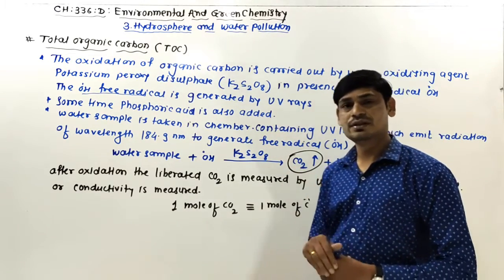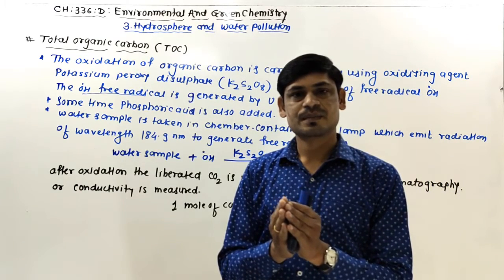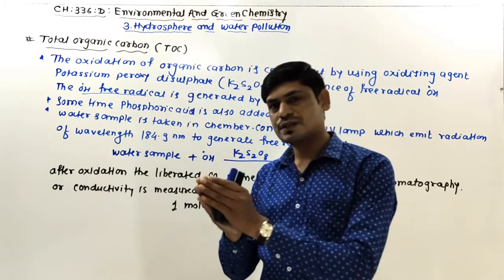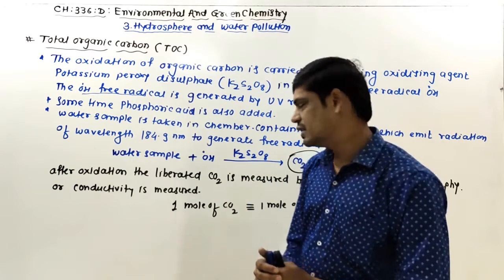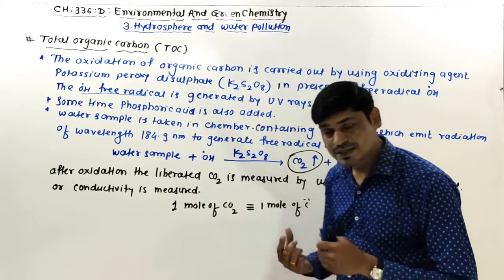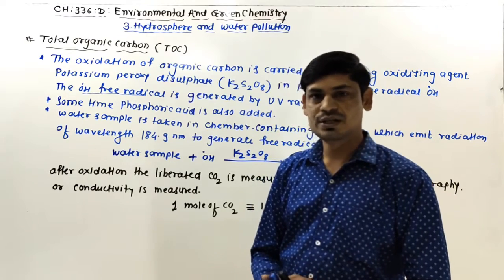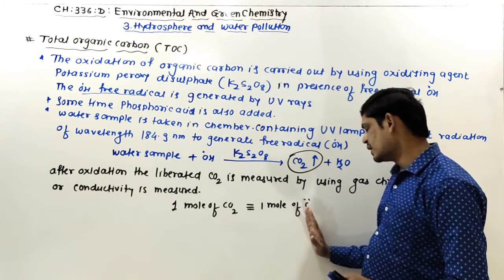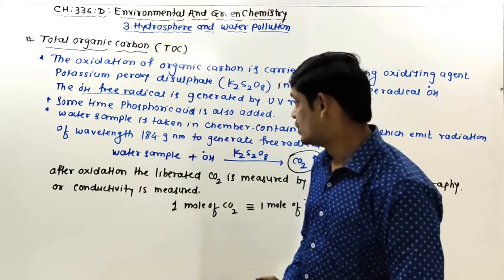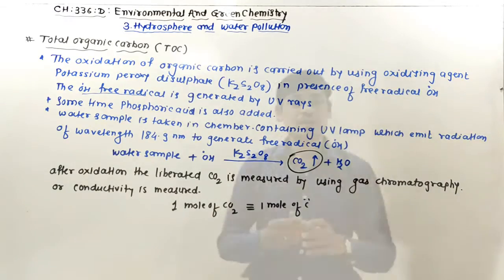It is a very simple one. We are just going to oxidize the organic carbon, meaning the total organic content, into the corresponding carbon dioxide, and this liberated carbon dioxide is then measured either by gas chromatography or by conductivity, and from the amount of carbon dioxide we can determine the percentage of carbon present in the given water sample. So you just note all these data so that we can proceed to the next parameter.